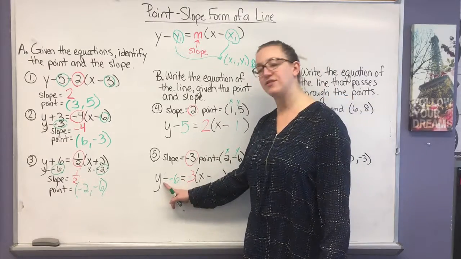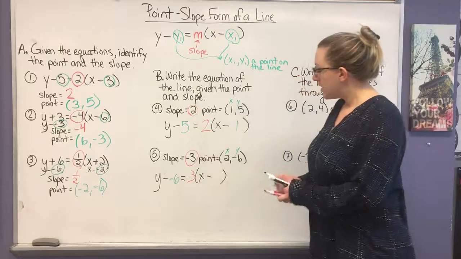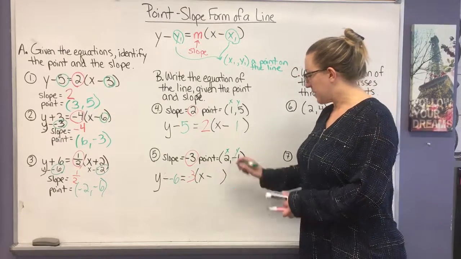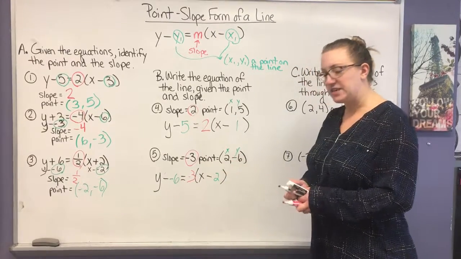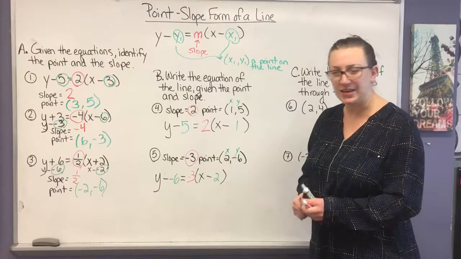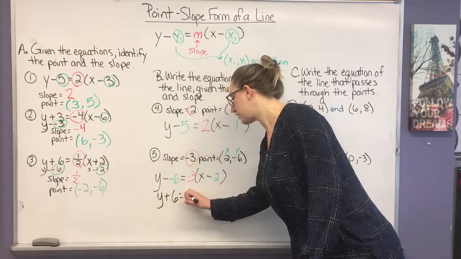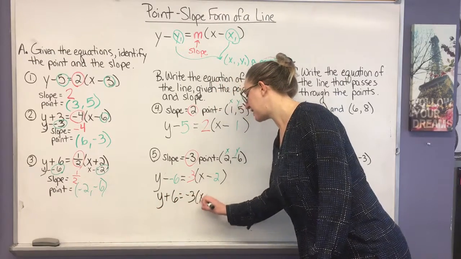Just because that minus is there doesn't mean I don't have to put the negative. I do, of course. Then I wind up having x minus 2. So I can simplify this a little bit further because we don't like to see y minus a negative. We would rather see y plus 6 equals negative 3 times x minus 2.